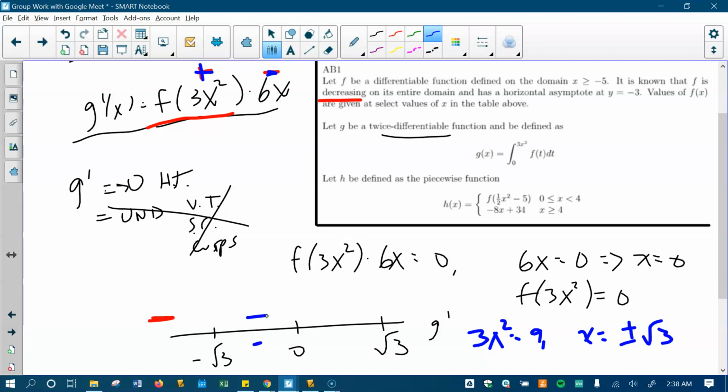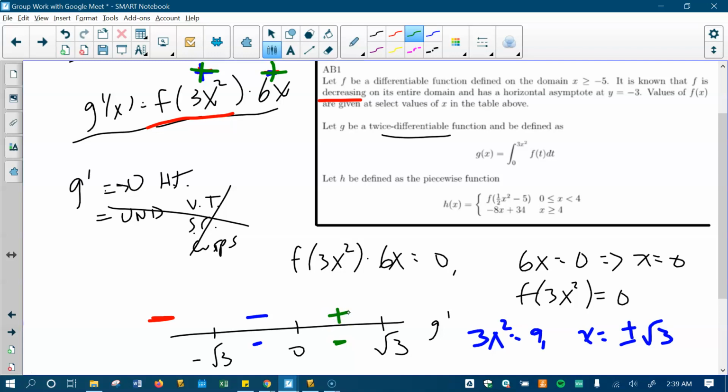So no change at negative root 3. If I take a number here in between 0 and root 3, I'm still going to have a positive value because f is always positive. But on this side, though, I end up getting a positive number plugged in. So now I'm going to get a positive times a positive.